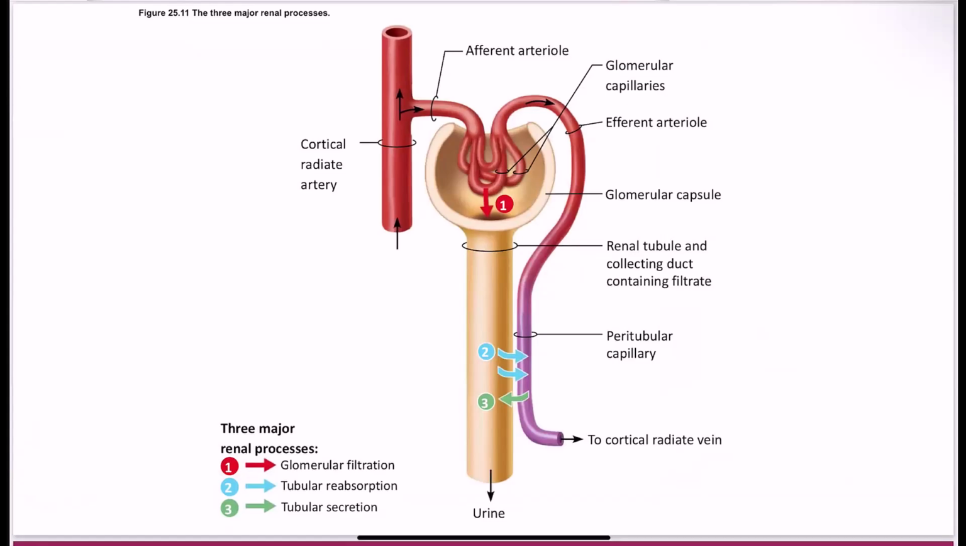So step one of forming urine, we already talked about, was glomerular filtration. It happens in the glomerulus. So check that off, all done with that. The next thing we're going to discuss is tubular reabsorption. That's what we're going to talk about in the next set of slides.